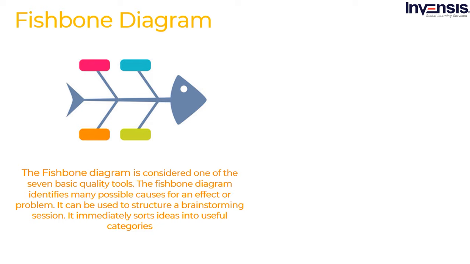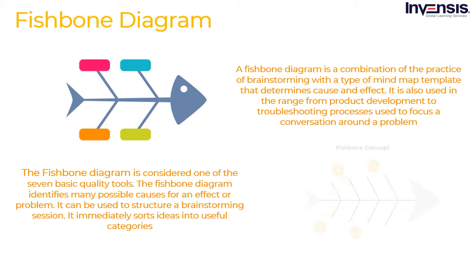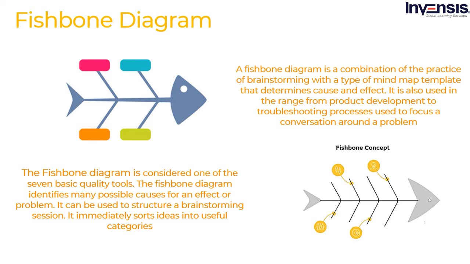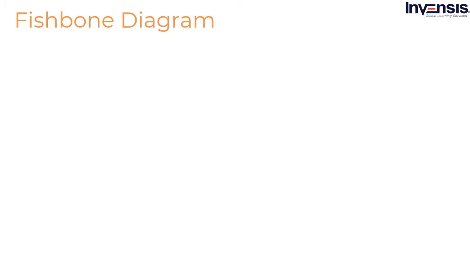This tool is usually used in order to identify a problem's root causes, so it typically becomes a root cause analysis technique. Usually, a fishbone diagram is a combination of the practice of brainstorming with a type of mind map template that determines cause and effect. It is also used in the range from product development to troubleshooting processes, used to focus a conversation around a problem.